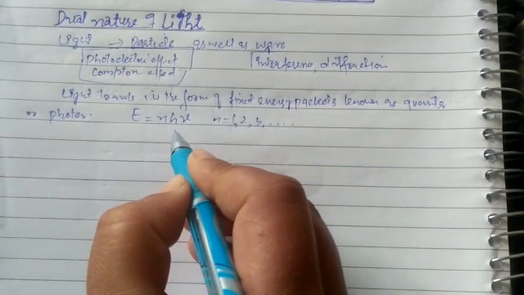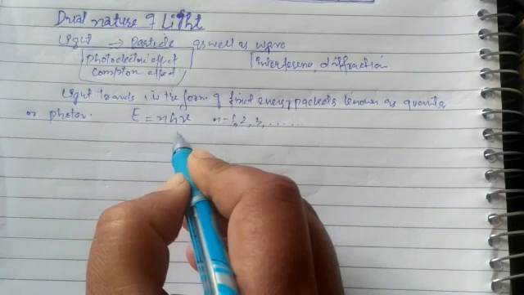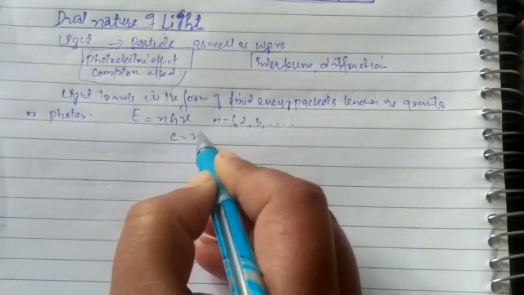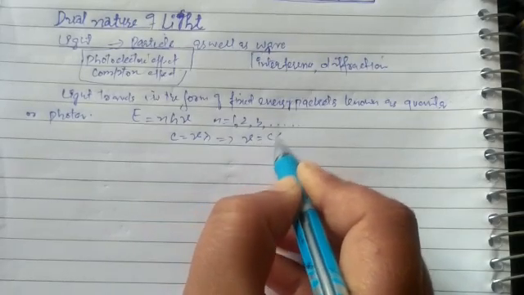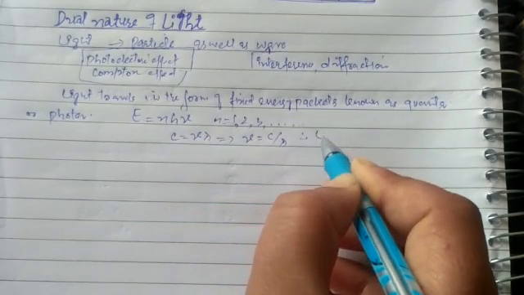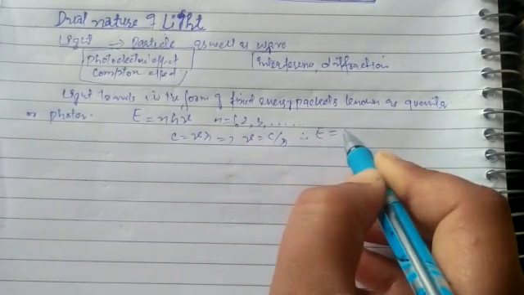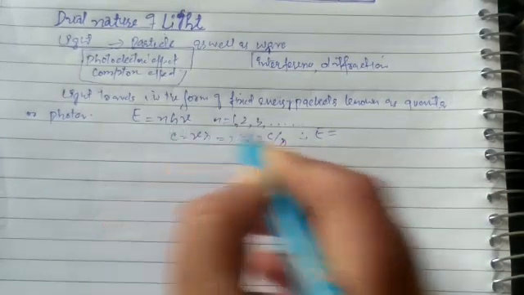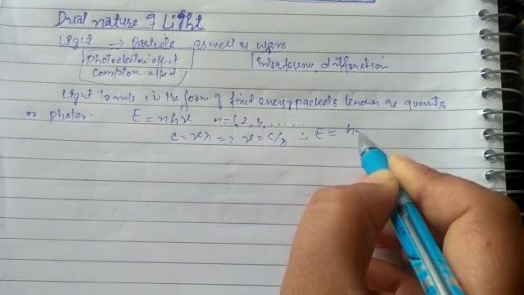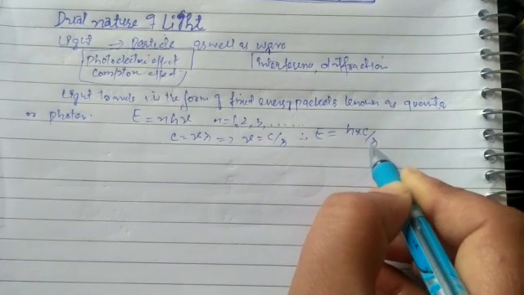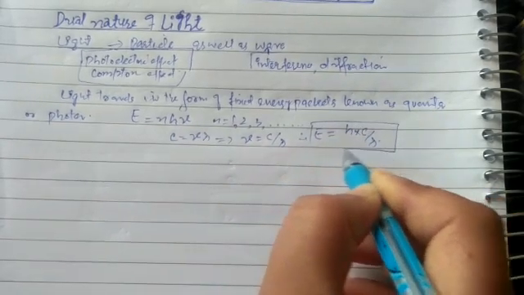But we can also put it like this. We have c equals nu into lambda, which implies nu equals c by lambda. Therefore, E equals, for n equal to 1, simply h into c by lambda. This is how we are going to find the energy of the photon.